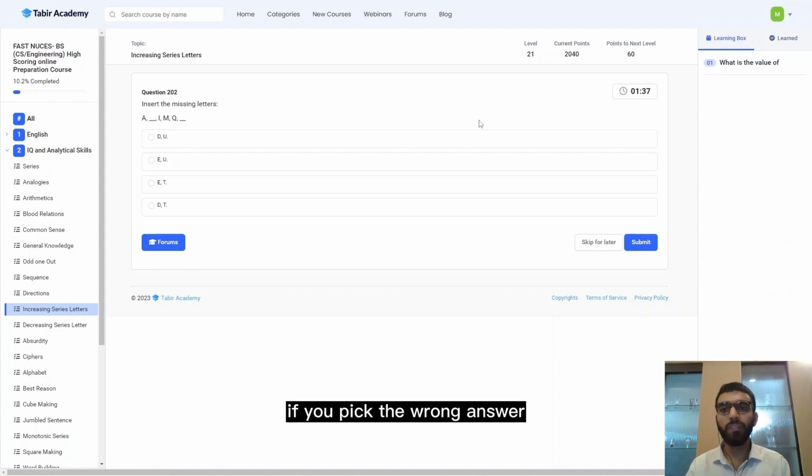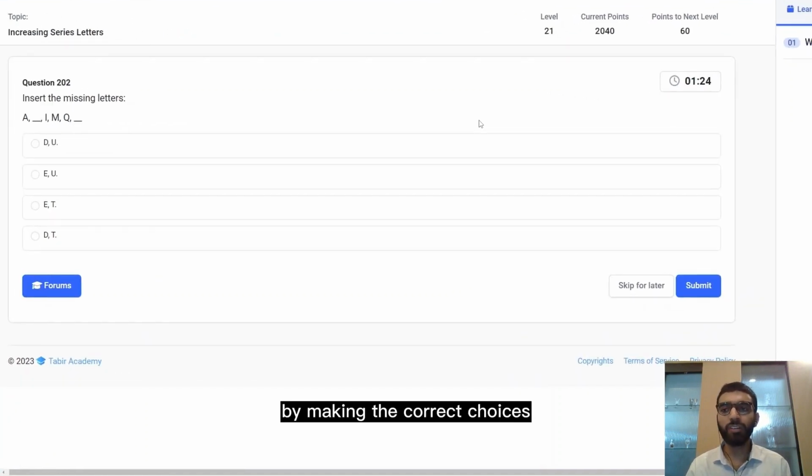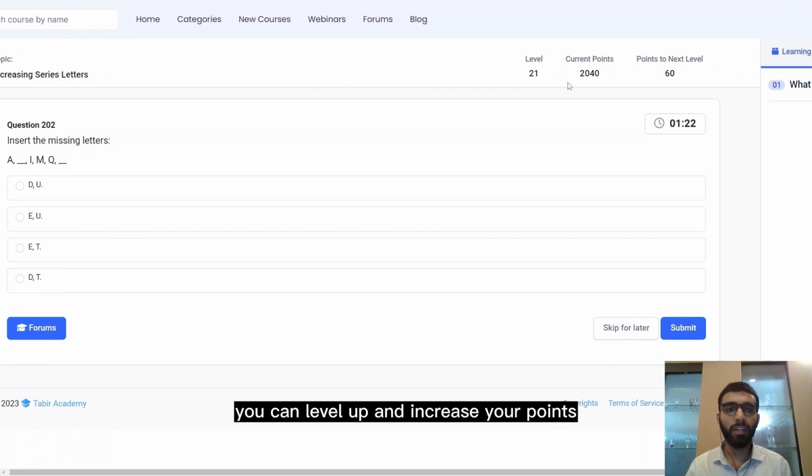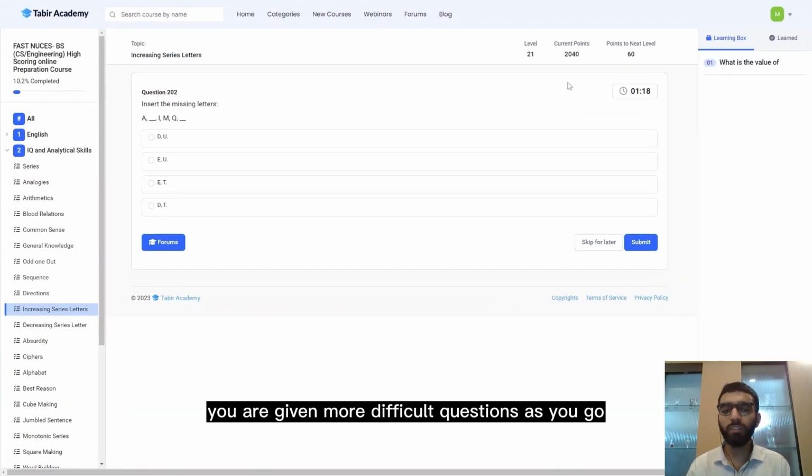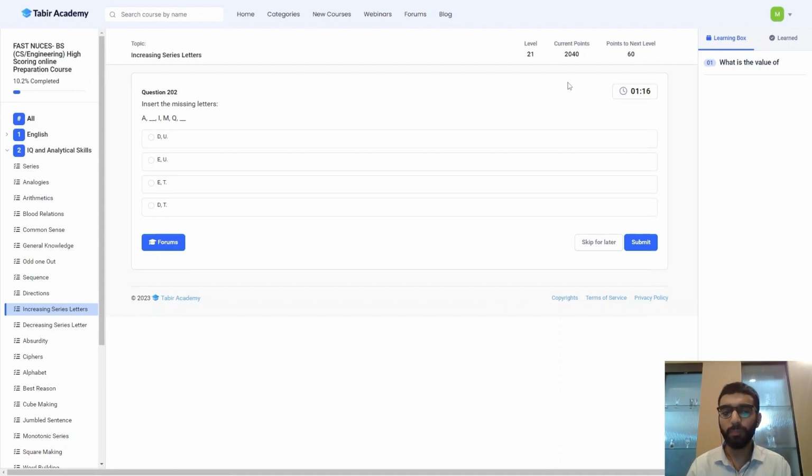If you pick the wrong answer, Tabir Academy will keep showing you that question or a similar question again and again in a randomized manner until you get it right. By making the correct choices, you can level up and increase your points. By leveling up, you are given more difficult questions as you go.